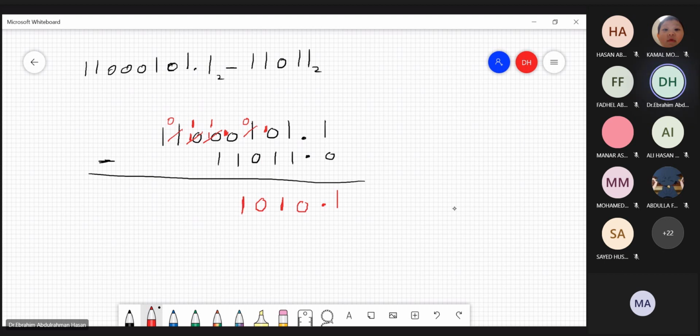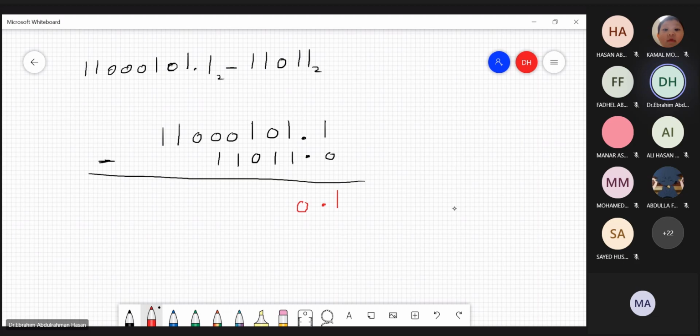And here we have 1 minus 1, it is 0. 1 minus 0, it is 1. 0 minus 0, 0, 1 minus 0, it is 1. واضح ولا لا؟ Have any problem until here?